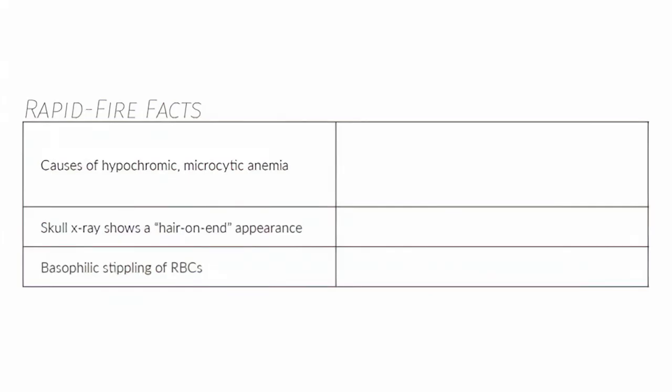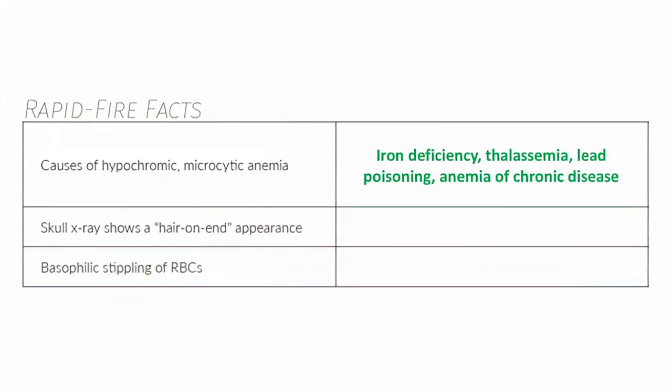We also have some rapid-fire facts. The causes of hypochromic microcytic anemia mainly include iron deficiency, thalassemia, and lead poisoning, and sometimes anemia of chronic disease. Skull X-ray shows a hair-on-end appearance that would indicate marrow hyperplasia, typically from either beta thalassemia or sickle cell disease. And then basophilic stippling of red cells is typically seen with lead poisoning.